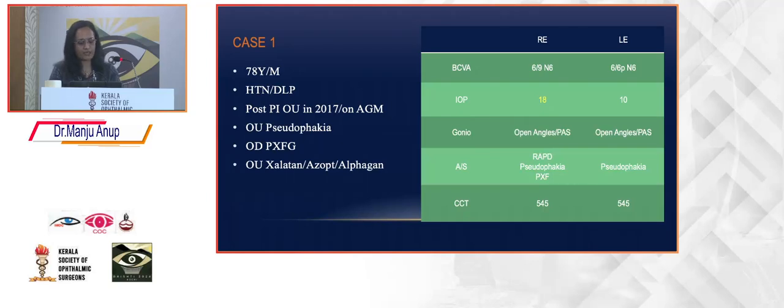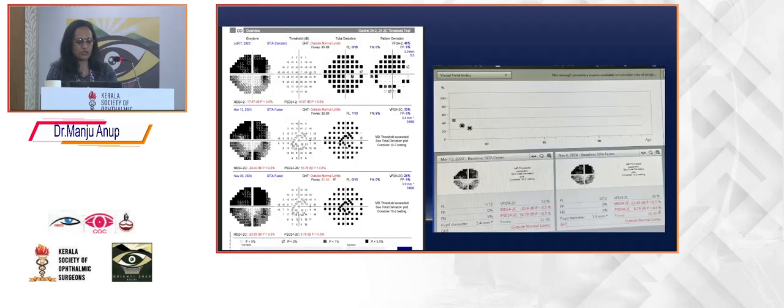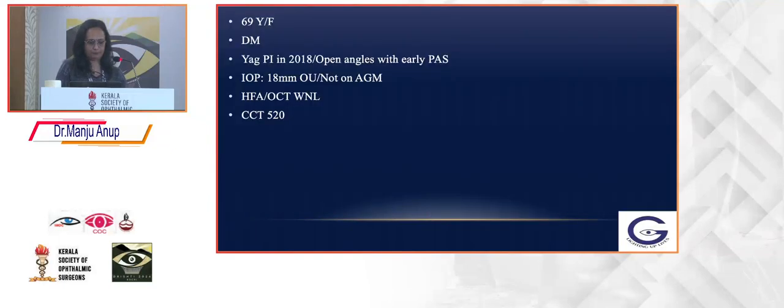And the patient is already on 3 medications with an advanced damage. So his fields were showing progression, which was confirmed with imaging, which was also showing progression both in RNFL and the GCL. So considering the advanced damage and that the patient is already on maximum medical therapy, the patient was advised a filtering surgery. This was another lady.